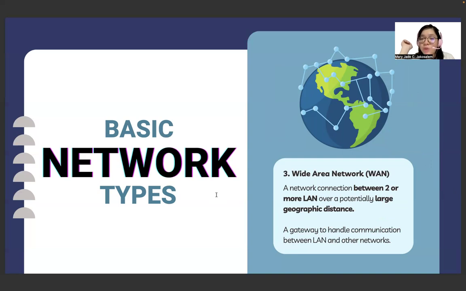It's a network connection between 2 or more LANs, over a potentially large geographic distance. How large is it? We are talking about spanning it all around the globe. Hence, the picture here. A WAN can be used even if you are in France and your other end device is in the Philippines. It's a gateway to handle communication between LANs and other networks. And of course, the most common basic example of a WAN is our internet. The internet is an example of a wide area network.